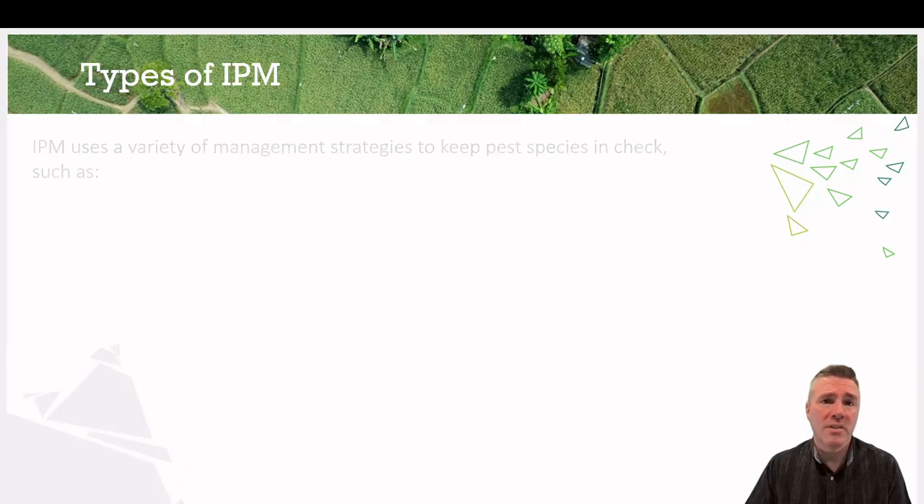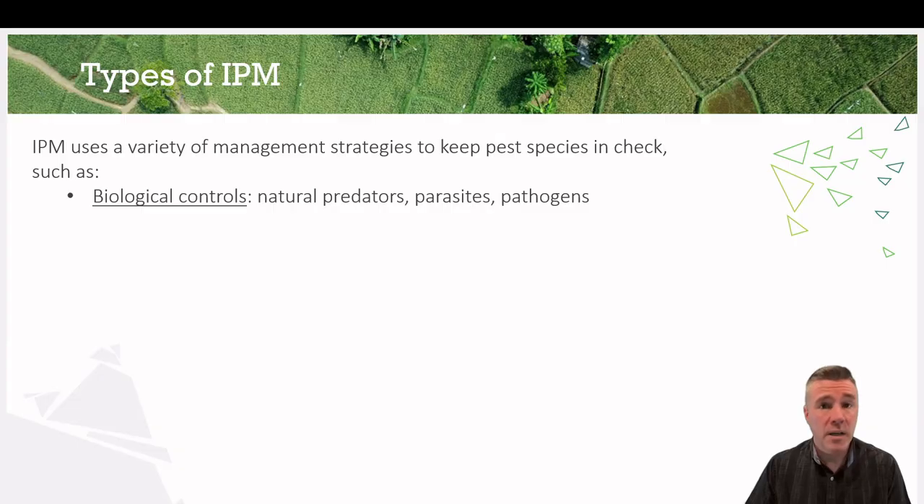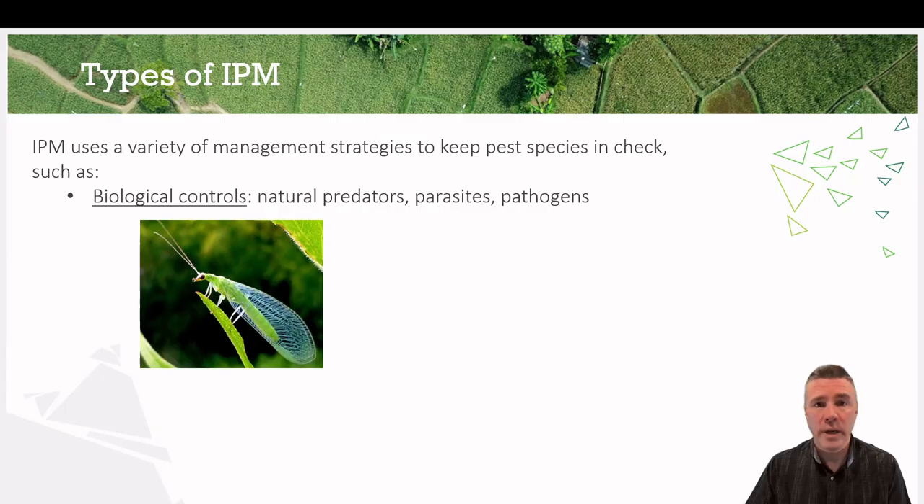IPM incorporates several categories of control methods, each contributing to a more balanced approach to pest management. Biological controls involve using natural enemies. For example, farmers may introduce predatory insects, like the previously mentioned ladybugs, or lacewings to help control whiteflies in greenhouses.